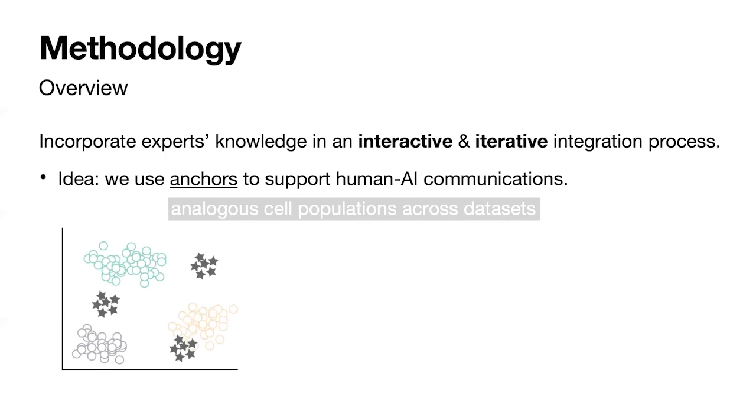For example, this is one anchor consisting of the set of green cells from the reference and this cluster of gray cells from the query, which the model considers analogous given the current state of the data integration. This is a second anchor consisting of these orange cells from the reference and these gray cells from the query. Anchors are useful because they reveal how the model intends to remove batch effects and because humans can operate on the anchors to guide the model towards more reasonable corrections.